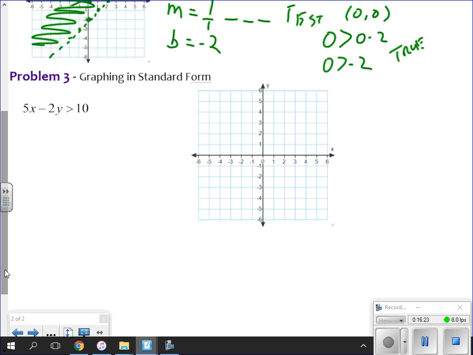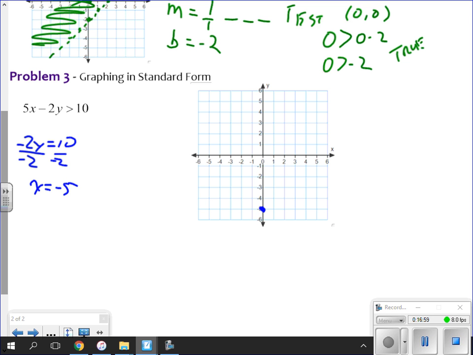So I want to graph this one. This one's in standard form. I have options. I can rearrange it. I don't want to rearrange it. 5 goes into 10. 2 goes into 10. I'm using X and Y intercept. Cover up my X's. And I have negative 2Y equals 10. Divide both sides by negative 2. And I get Y equals negative 5. So I have negative 5 on my Y.